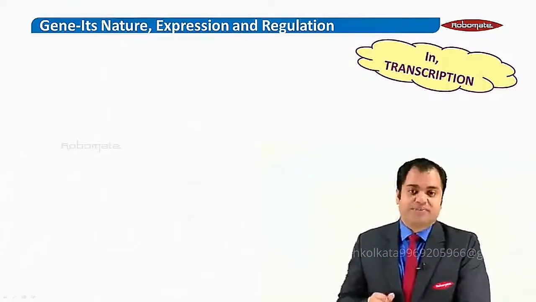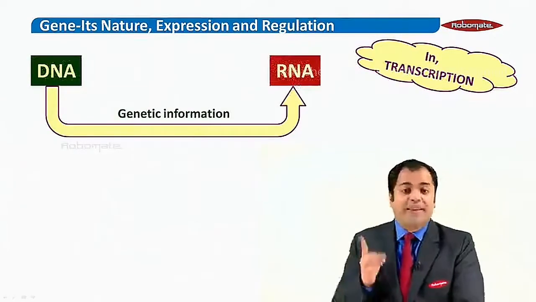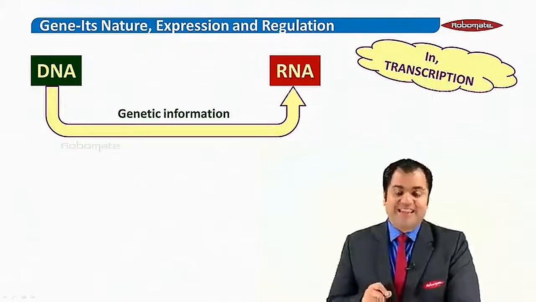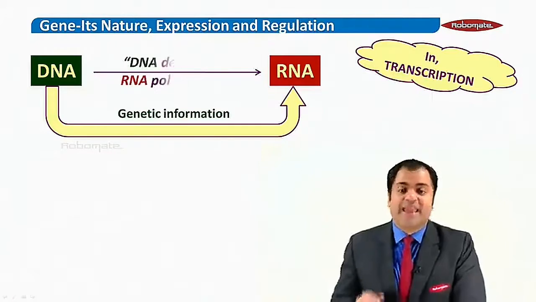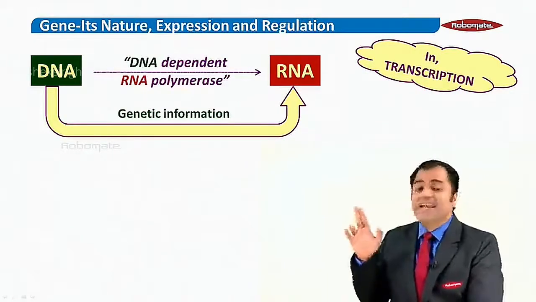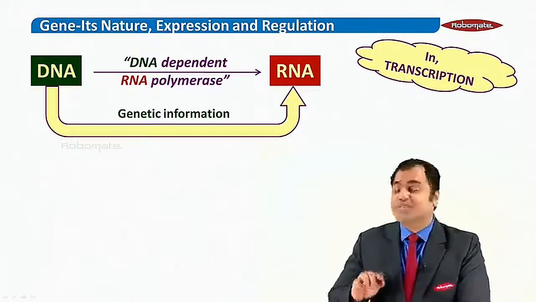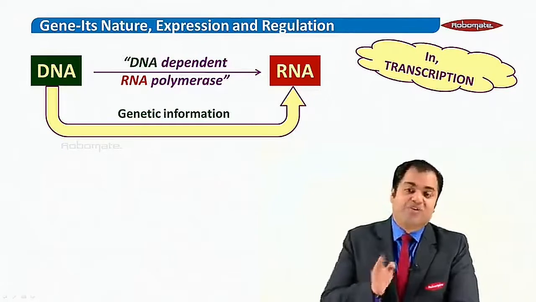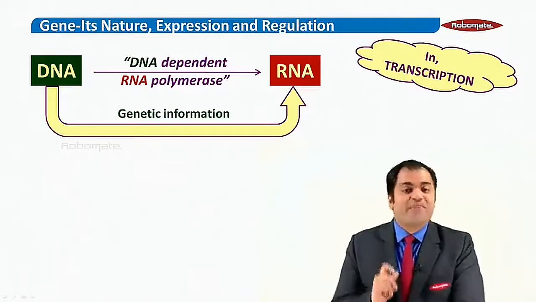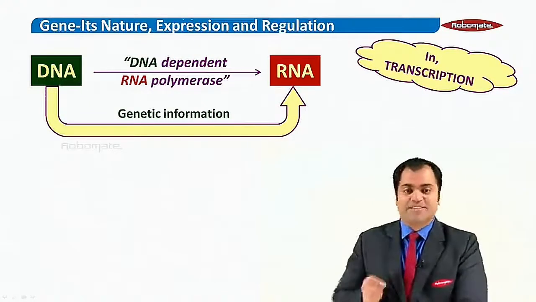In transcription, the genetic information of DNA is copied into RNA. And this process requires a very special enzyme. And the enzyme is called DNA-dependent RNA polymerase. It basically uses DNA as a template but copies the information into RNA.